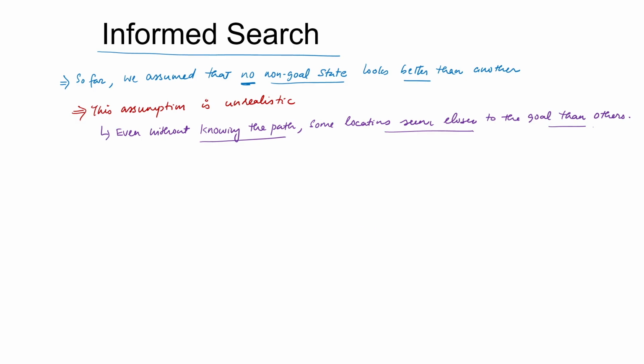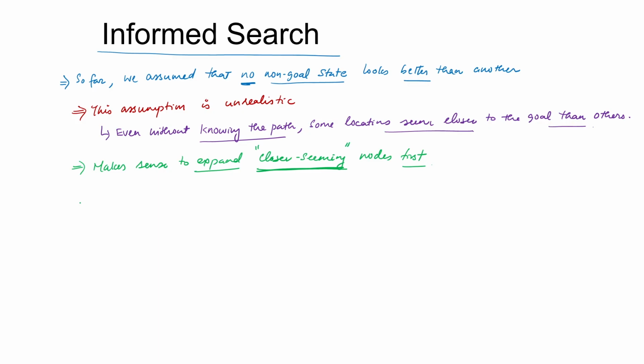How can you capture this? So, the idea here is it makes sense to expand closer seeming nodes first. So, the logic is to expand the closer seeming nodes, the ones that appear closer to you, and expand them first.